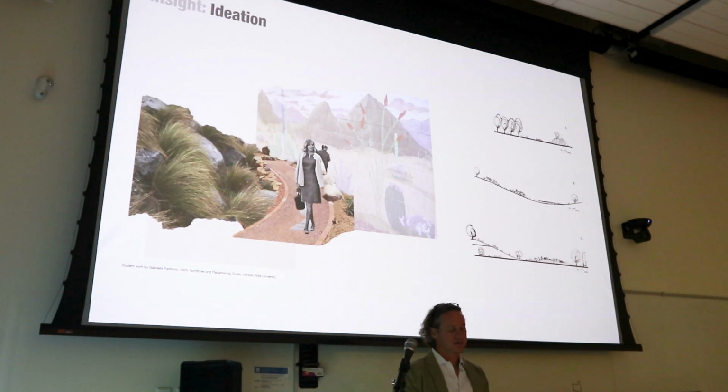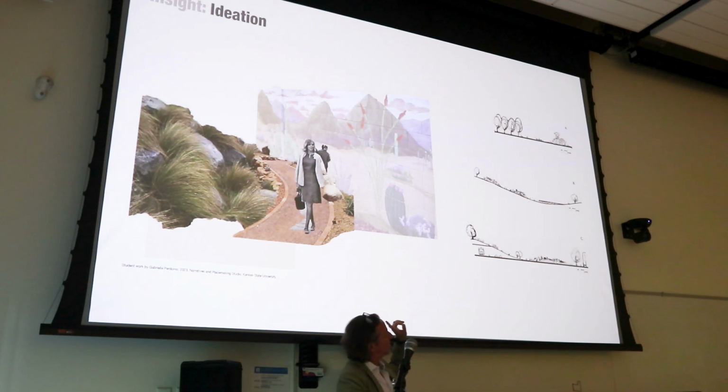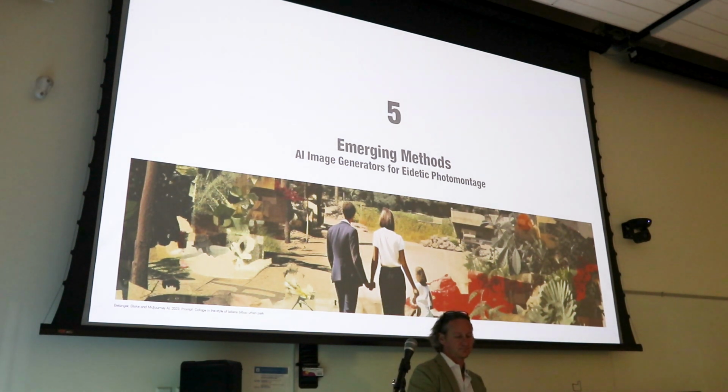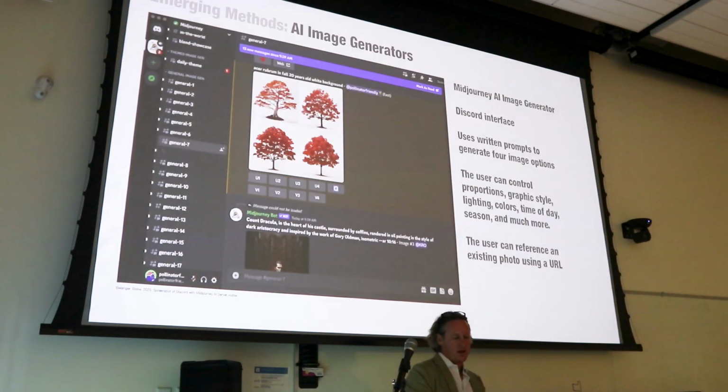And then this project was a student looking in Colorado, doing a simple analog manual collage at the same time that she was starting to cut cross sections. So again, very early in the process, just exploring programmatic adjacencies and ideas. All right, so that brings us to now, and sort of my initial thoughts about how image generators using artificial intelligence can help us.